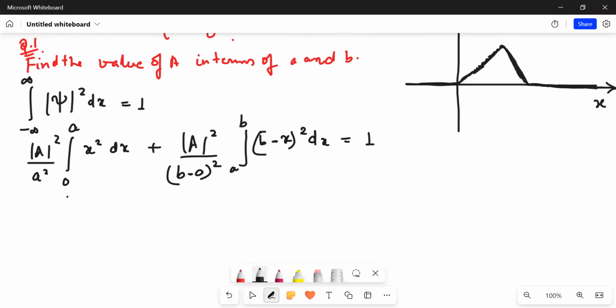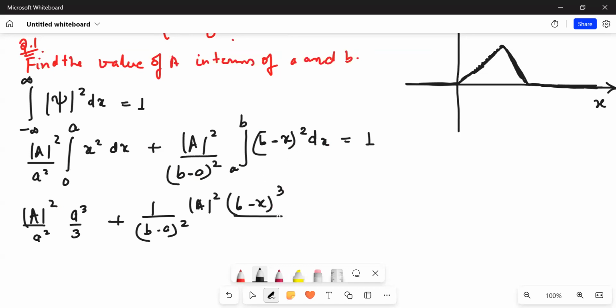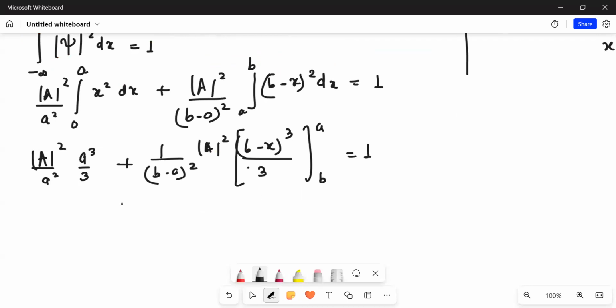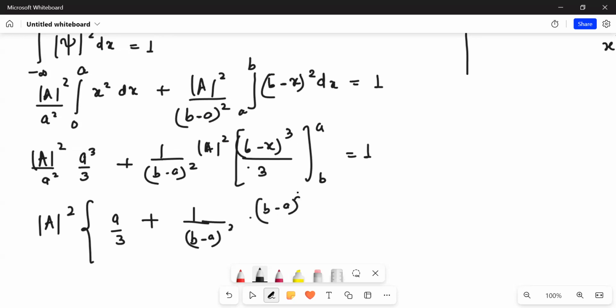And if you find this, what you're going to get? You're going to get a mod whole square divided by a square into a cube by 3, plus 1 upon b minus a whole square, and then you will get this a mod whole square here, and the integration of this would be b minus x whole cube divided by minus 3. Please remember this remains. So instead of writing minus of 3, I will change the limits. If I change these limits and place this, I'm going to get a mod whole square times a by 3 plus 1 upon b minus a whole square into b minus a whole cube divided by 3 equals 1.